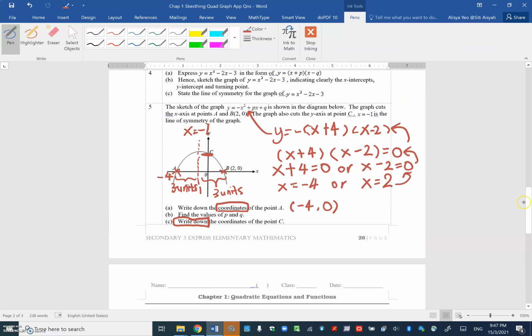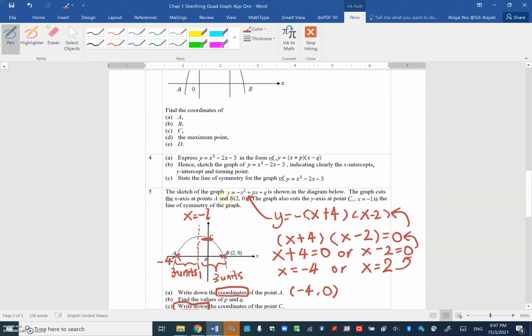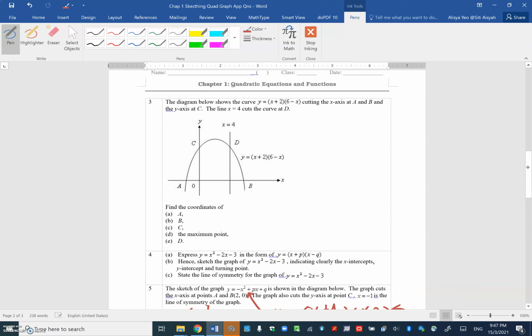All right. Now, moving on. I'm going to skip question 4 because it's just catching. Right, moving on, we are looking at question 3. Now, if you look at question 3, they have given you the equation of the curve, and please bear in mind that if you expand this, it's going to give you a negative x squared. So that's why it's a sad face. Same thing, it cuts the x-axis at A and B and the y-axis at C, and they give you this line. Now note, this is not the line of symmetry, it's just a line that cuts the curve at point D.